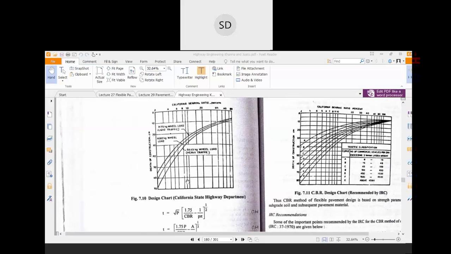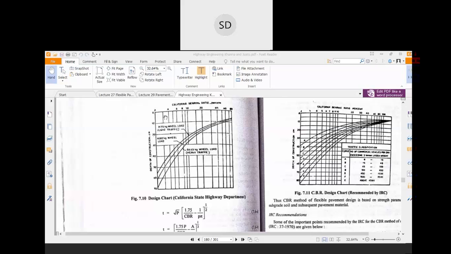If you go to this chart, the top portion is the California bearing ratio test value, that is the CBR percentage value. This portion is the depth of the pavement section which you have to find out, and these curves represent the different traffic conditions. The first one is for the low traffic condition, the second one is for the medium traffic condition, and the last one is for the heavy traffic condition. For the medium traffic condition, as in the question, you select that curve.